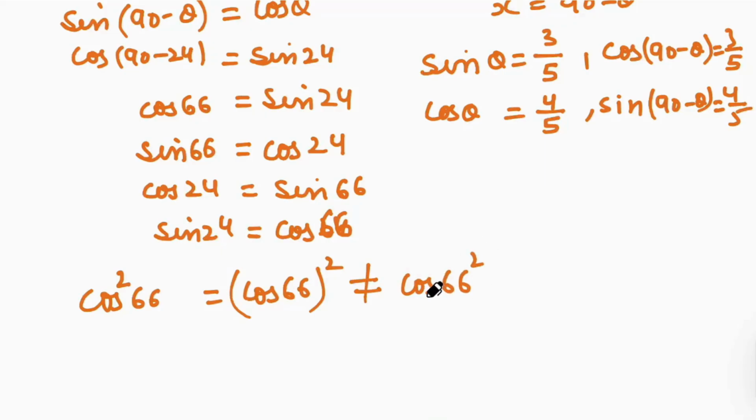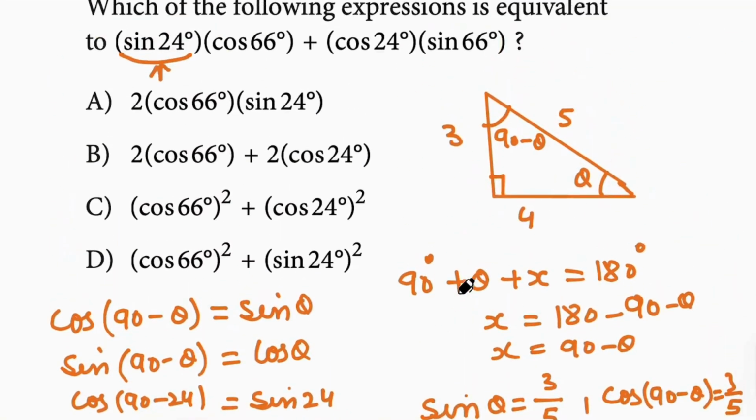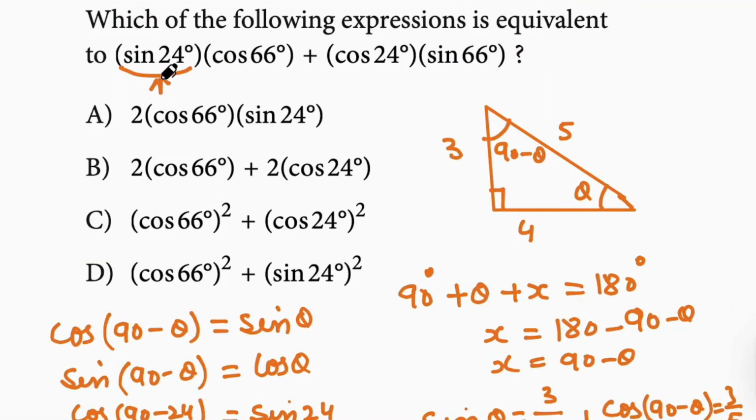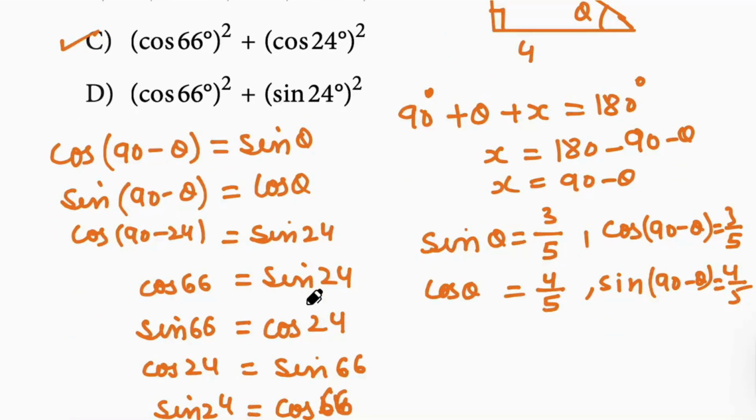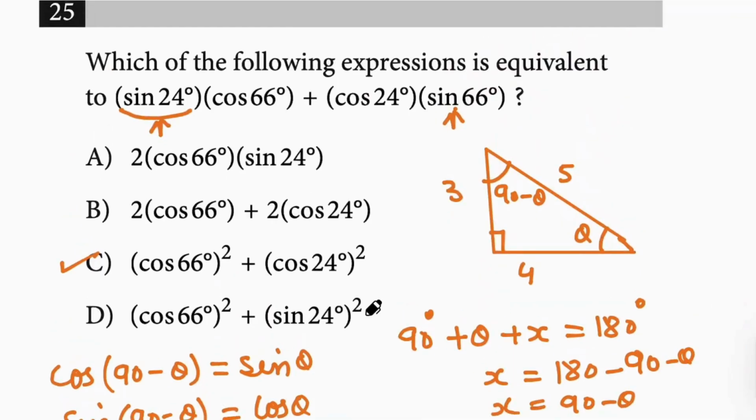Because here you are not squaring the trigonometric ratio, you are squaring the angle. So that is not equal. So if you have to write it as cos 66 times cos 66, that is cos square 66. And similarly, if I just convert this into cos, because I can see this option, sine 66 is cos 24, right? So I can write it as cos 24. Cos 24 times cos 24 is cos square 24, or cos 24 whole squared. So C is the right option.